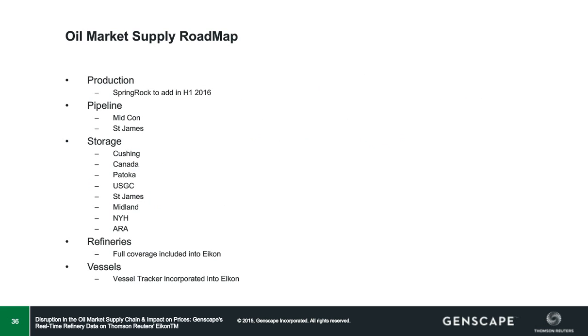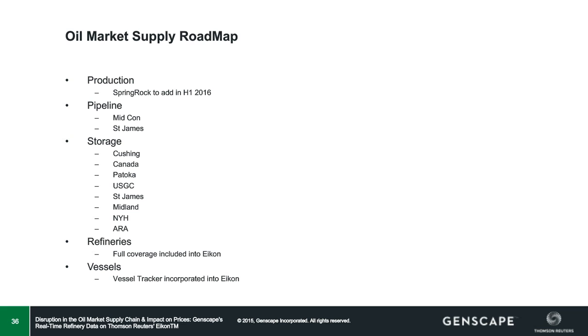So if we look at the roadmap of what Genscape supplies to Reuters, we're going to start out looking at our Spring Rock production forecast. That is our U.S. crude oil forecast. We also do pipeline monitoring, Mid-Con St. James. We do crude oil storage across the U.S. and Canada. We do the refinery monitoring, and then we also do vessel tracking through our vessel tracker subsidiary, and all of that's delivered within the Eikon platform.